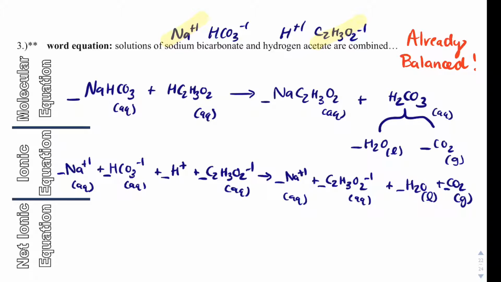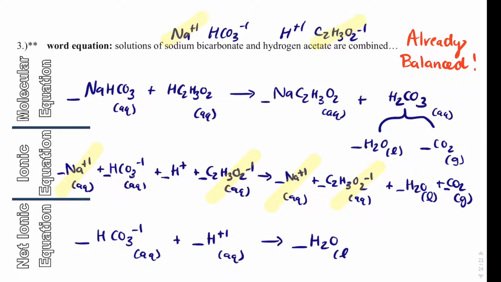Okay. Now, to get the net ionic equation, we're just going to cross out what occurs exactly the same on each side. So sodium will cross out, acetate will cross out, and that's actually it. So this one looks a little bit strange. We have HCO3 minus 1 plus H plus, and that forms water, H2O liquid, plus CO2 gas. And that's how that one ends.